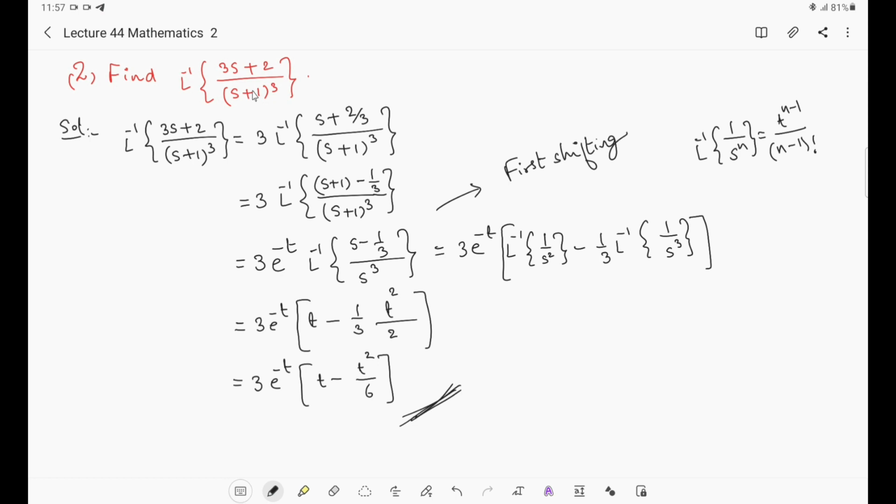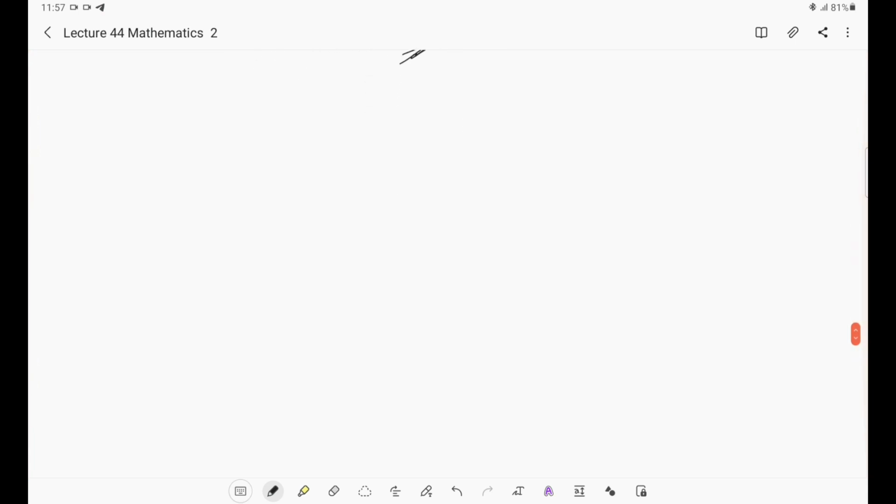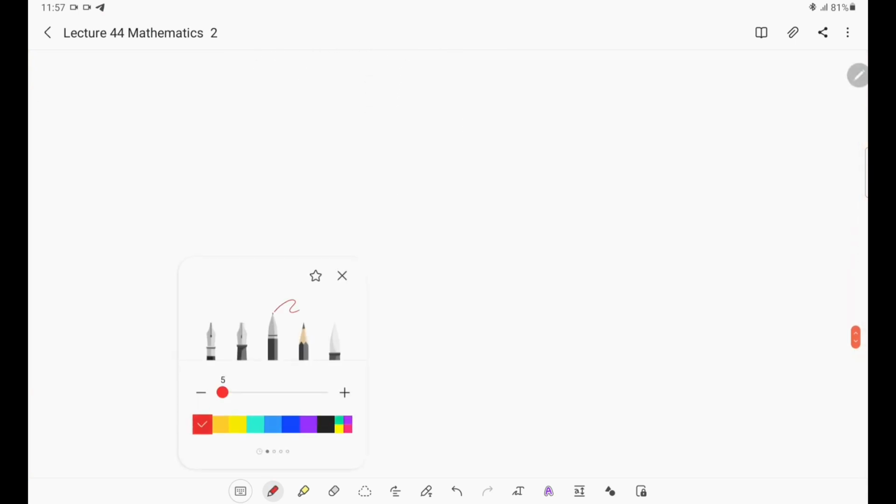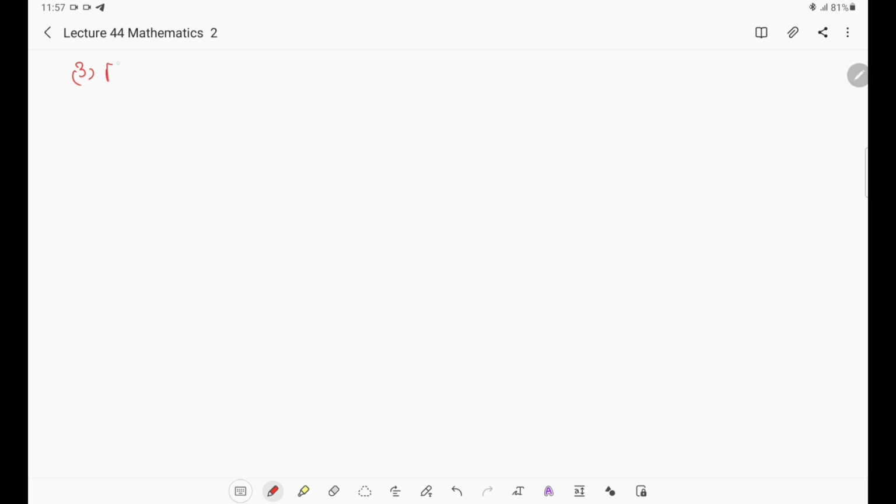What we have to do for solving this kind of problems, everywhere we should get an s plus 1 kind of thing. Then we can apply first shifting property. We will see one more problem related to this, which is the third one. So find Laplace inverse of 1 by s square minus 4s plus 8.